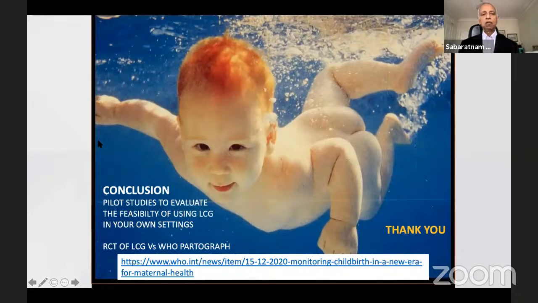So I would like to conclude that in India, maybe you can think about pilot studies to evaluate the feasibility of using the labor care guide, because it's more intensive. So you might need more staff, and you might need a private setting with curtains and so on for the husband or mother to sit in. So you must know the feasibility of that in your own settings. And once you know you can set it in, the second step for you would be to do a randomized controlled trial comparing the labor care guide with the WHO partograph. And I've given the website where you can get all the information.